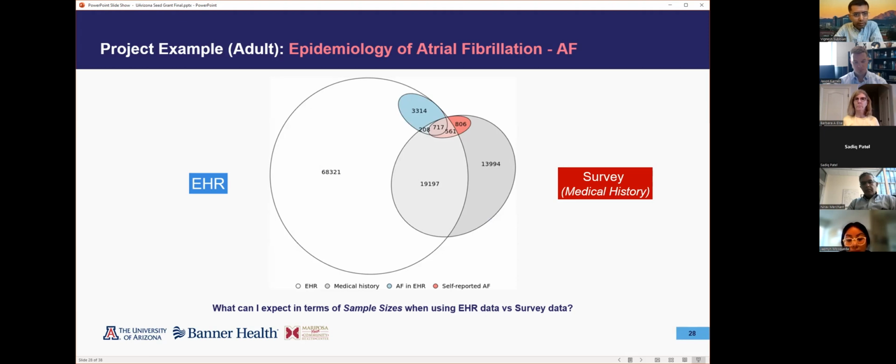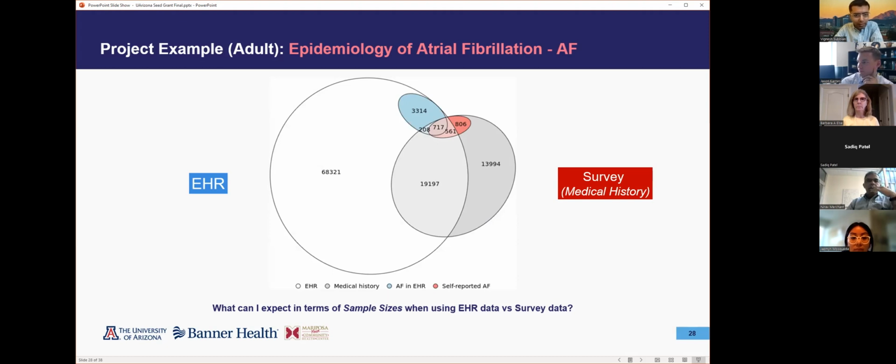So this first example is looking at epidemiology of atrial fibrillation. This is also a demo project similar to what Jason mentioned. And we love Venn diagrams in All of Us projects, so you'll see a lot of Venn diagrams to look at different modalities in the data set.